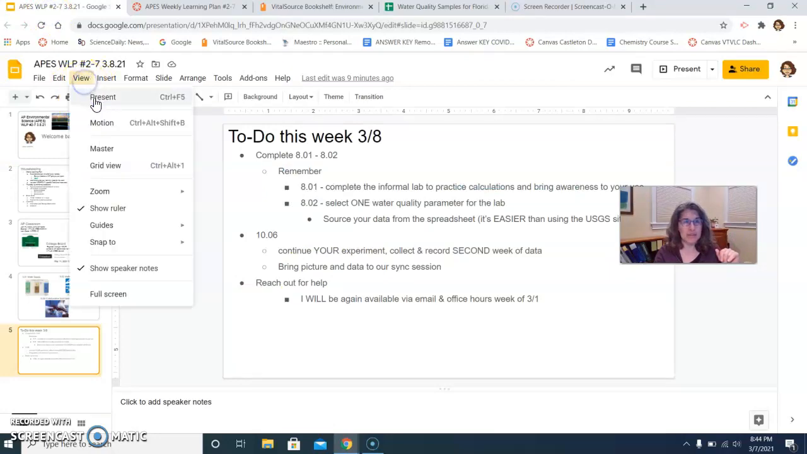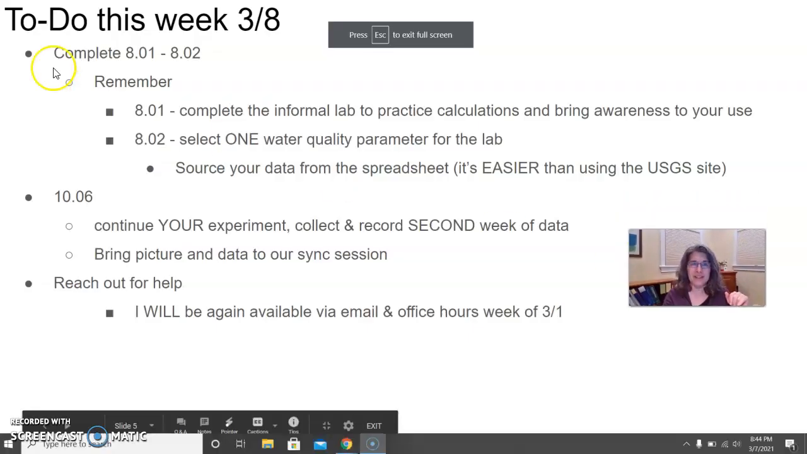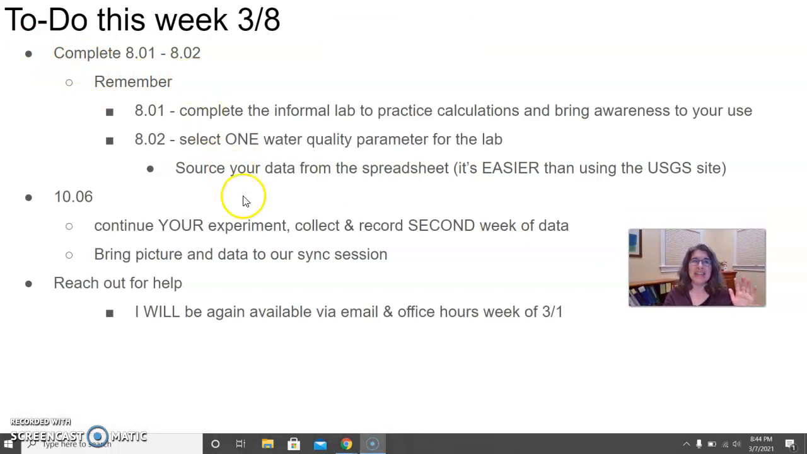So what is the quick summary here? Quick summary is this. You've got to complete 8.01 and 8.02 this week to stay on pace. Make sure, again, you're doing that informal lab in 8.01 just to do the practice calculations before you take the quiz. For 8.02, again, you're selecting one water quality parameter from the lab. And I would encourage you to use the spreadsheet. It's just easier because there's so much data in that USGS site. It's going to take you some time to decipher it a little bit. So I would recommend using the spreadsheet. Keep collecting your data. Bring with you your picture of your setup and your data.